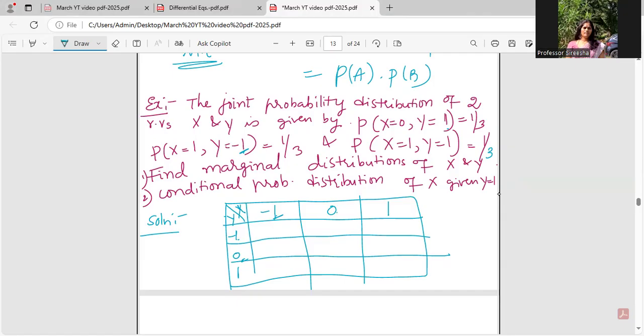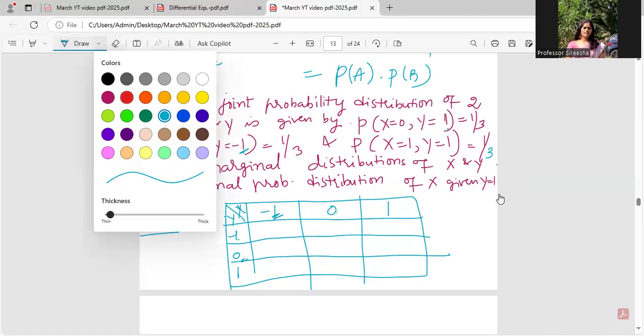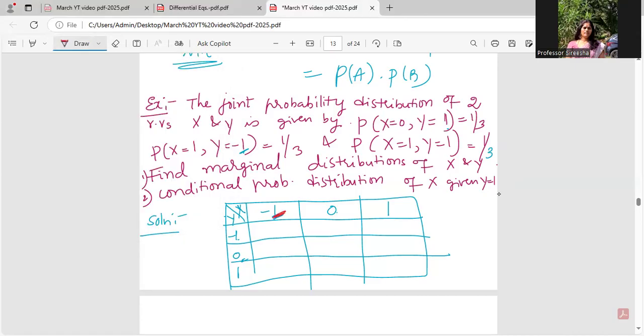Now let's see how we write the probabilities. Is there any value for x is equal to -1 and y is equal to -1 in the values that are being given to me? No. So I'll be putting 0. Similarly, x is towards this side, guys, y is towards this side. For x is equal to 0 and y is equal to -1, is there a value in the table? No. For x is equal to 0 and y is equal to 1, there is a value, but for x is equal to 0 and y is equal to -1, there is no value. So I'll be putting 0 here.